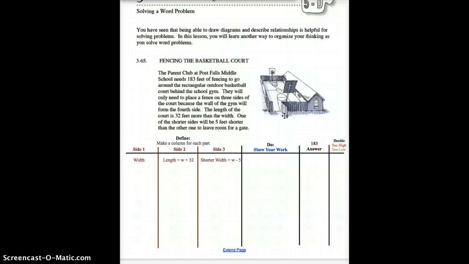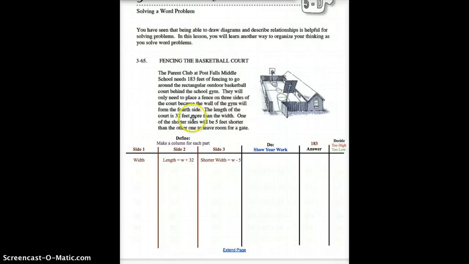They will only need to place a fence on three sides. You can see one side is here, one side is here, and one side is up here. The school building or the gym or whatever this is called right there takes up the other side. And I think they explained this too. The gym will be the fourth side.